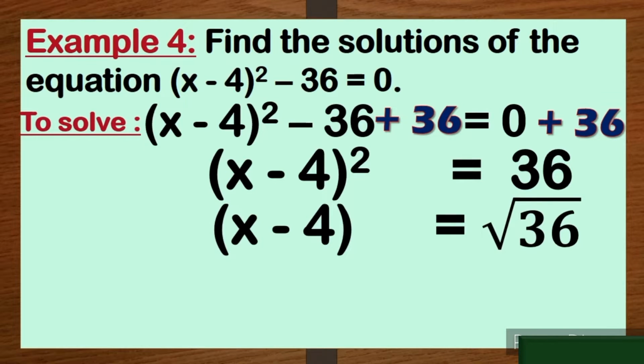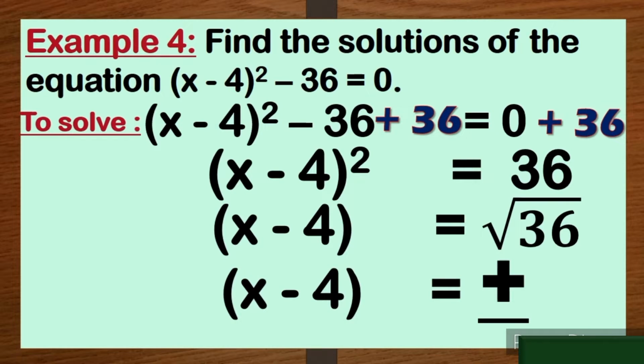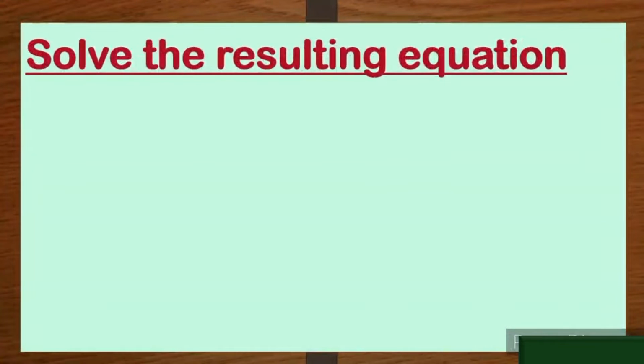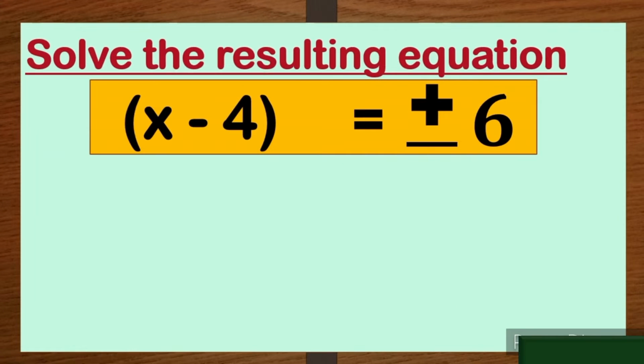The next step is to take the square root of both sides of the equation. The square root of (x − 4)², the square cancels, so we have x − 4 equals plus or minus the square root of 36, which is 6. We're going to solve the resulting equation: x − 4 equals plus or minus 6.